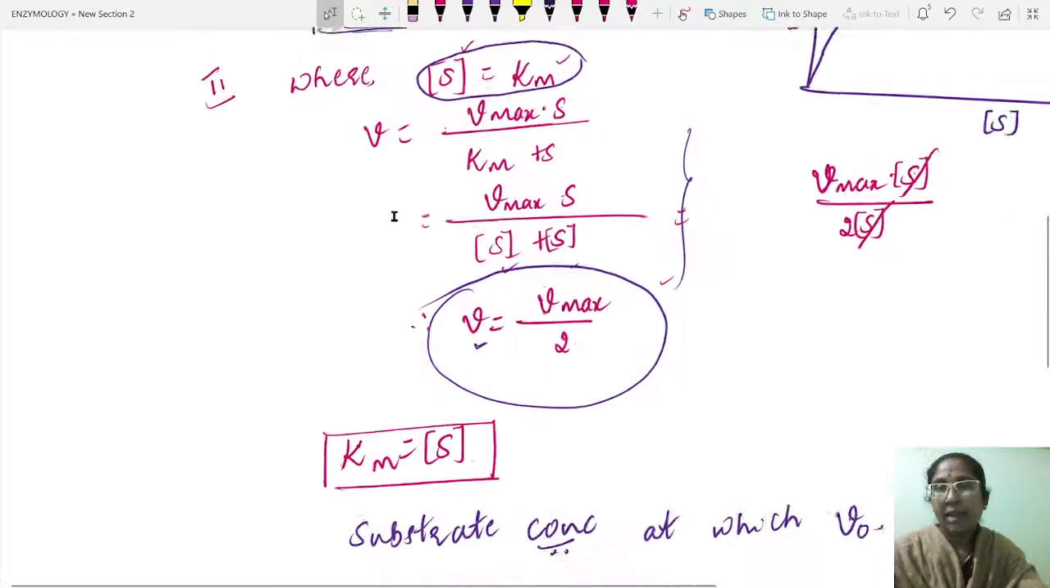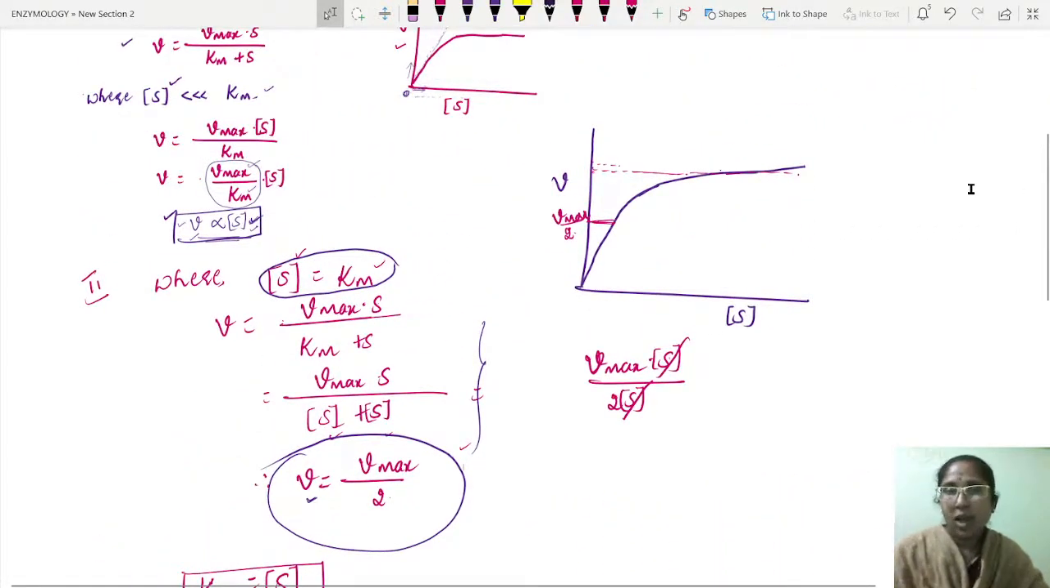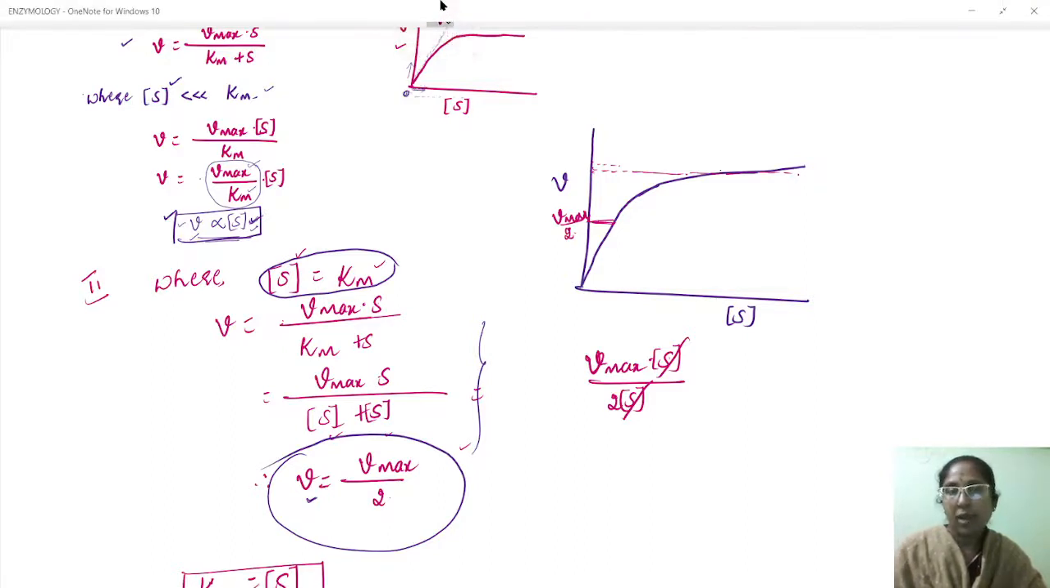So Km is nothing but the substrate concentration at which the velocity of the reaction is equal to half of the maximum value. See, V is equal to half of the Vmax.